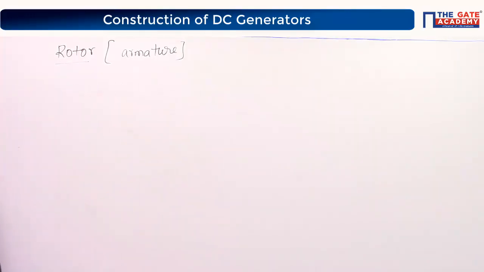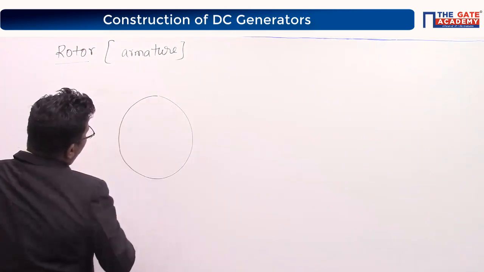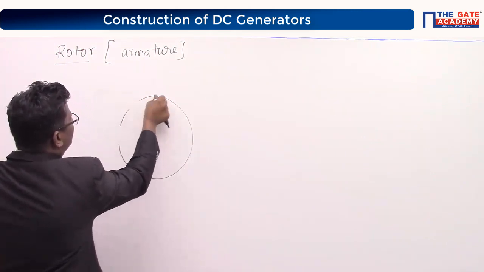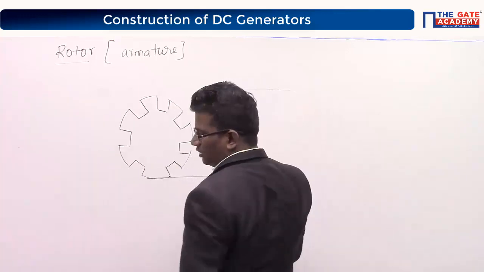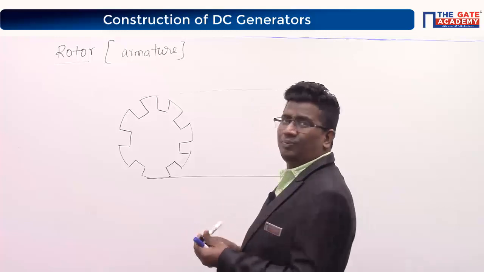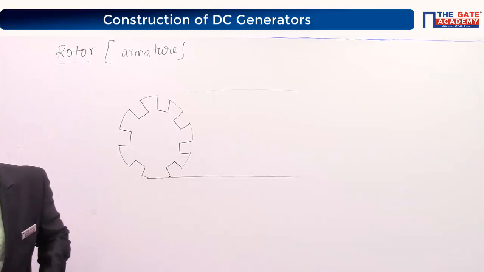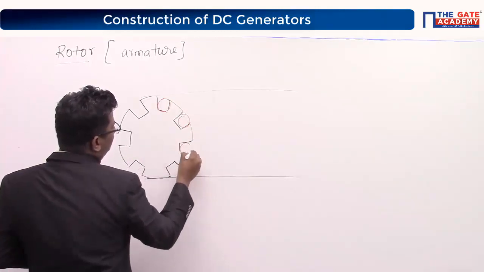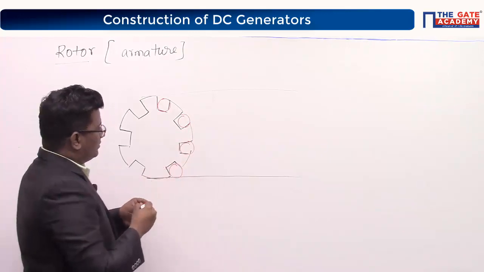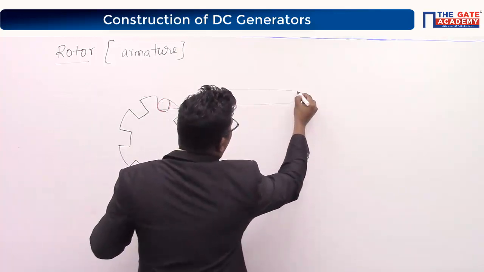So how does your rotor look? Let me draw a circle like this. Assume it is a circle, even if it is not. You need to place the winding on it. I will use another color, let me take red color for the winding. This is my winding.